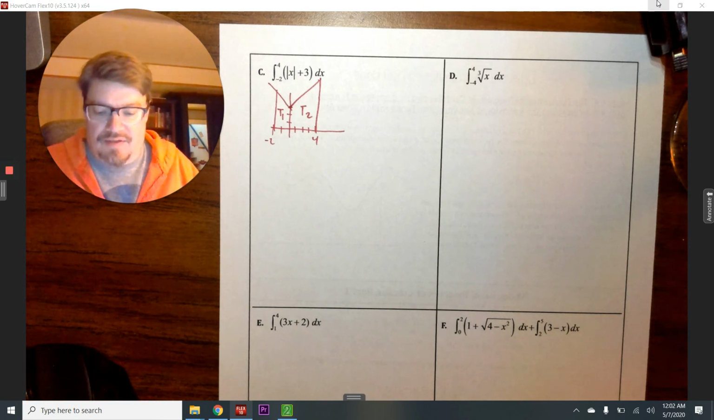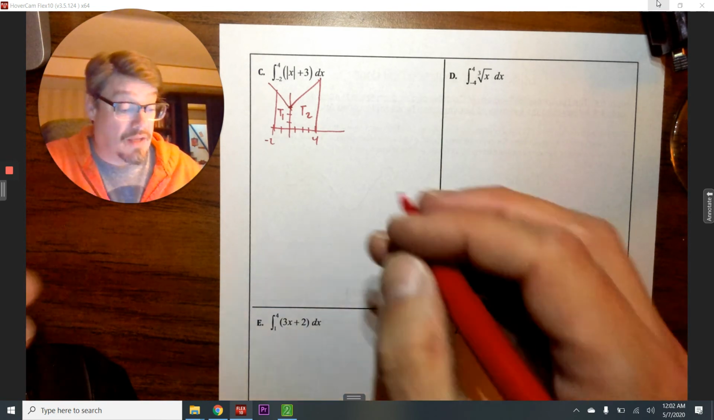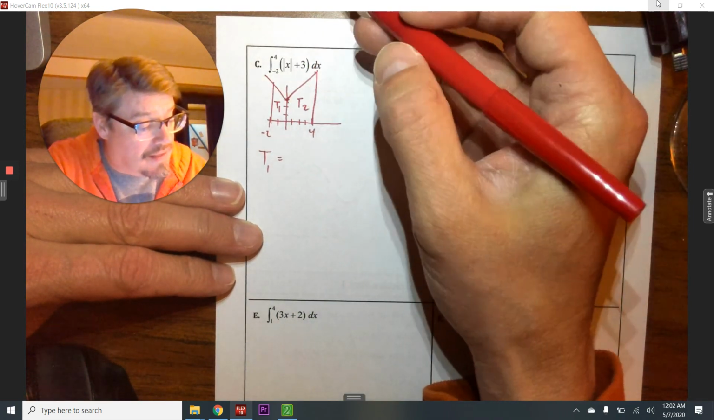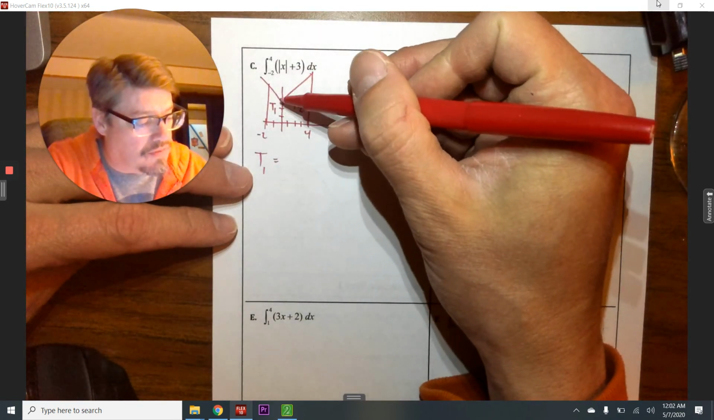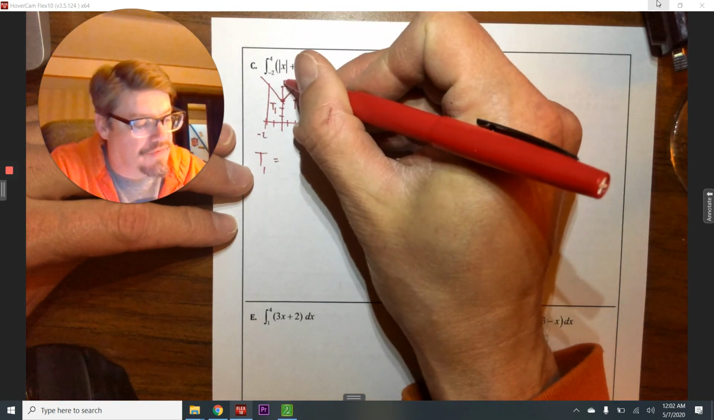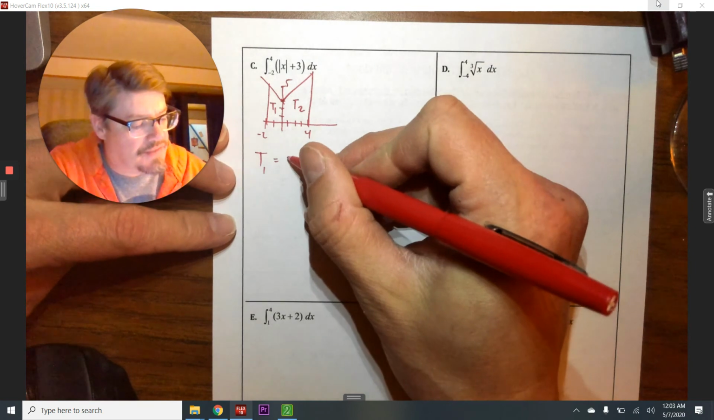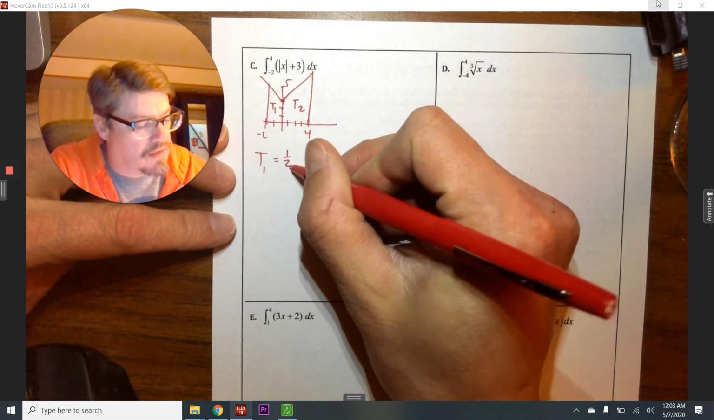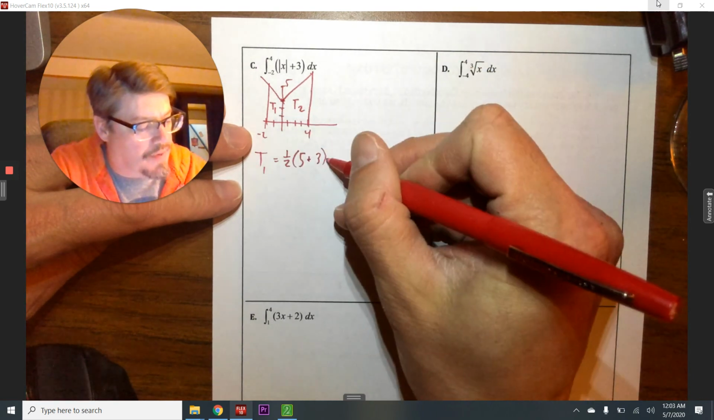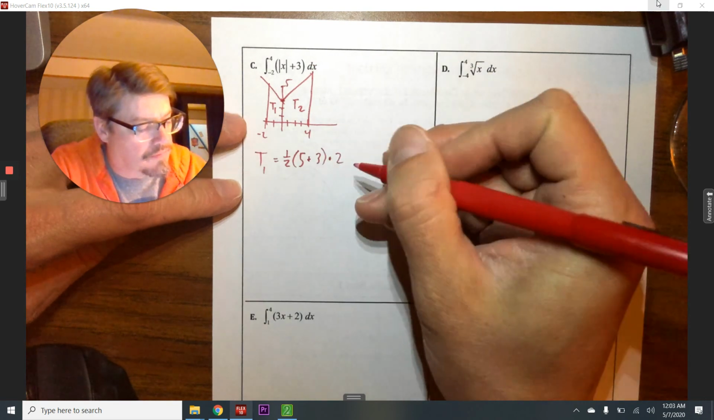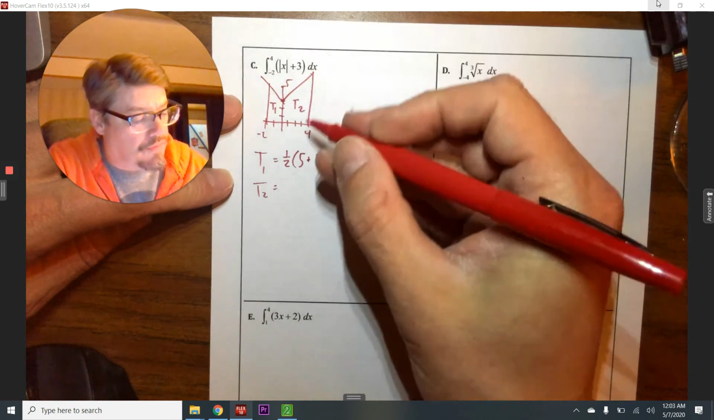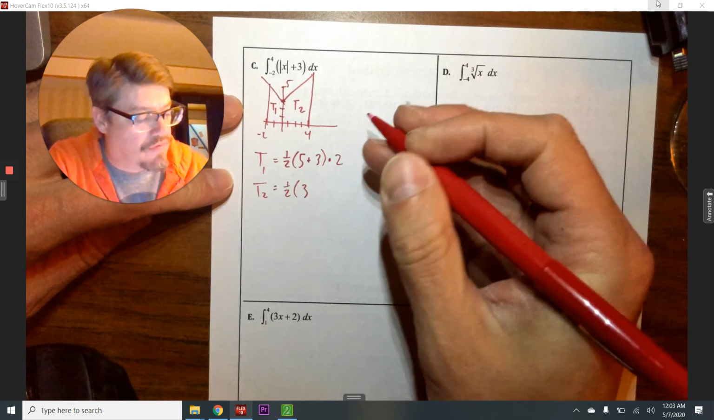So all I have to do is find those areas. I'm going to do them separately. Trapezoid 1 is going to have a base of, I'm going to reorient these so that it's 1, 2, 3. I don't know how high it went. And -2, 2, it's going to be 5. So it's as high as 5. So take 1/2 times 5 plus 3, multiplied by 2. And then the other trapezoid is 3. Remember, take the average of these bases.